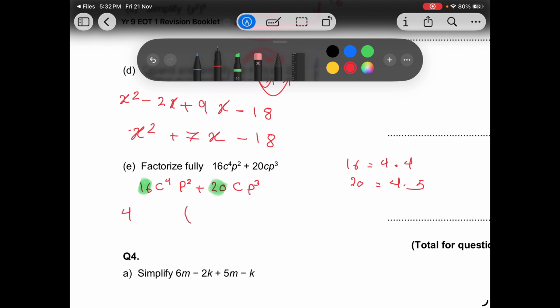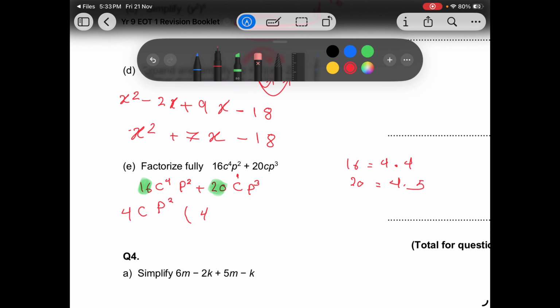If you factor out 4, what is the remaining? The remaining from 16 will be 4, because 16 is 4 times 4. There's c to the power 4, and there's c to the power of 1. What is the common? The common is only one single c. So I can take out 1 c, the smallest power. And I have p squared and p to the power of 3. I can factor out the smaller power, p squared.